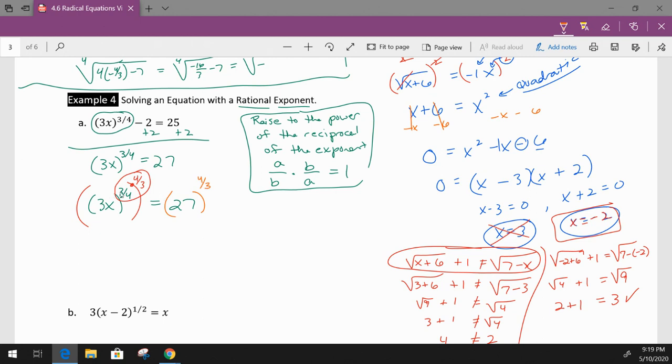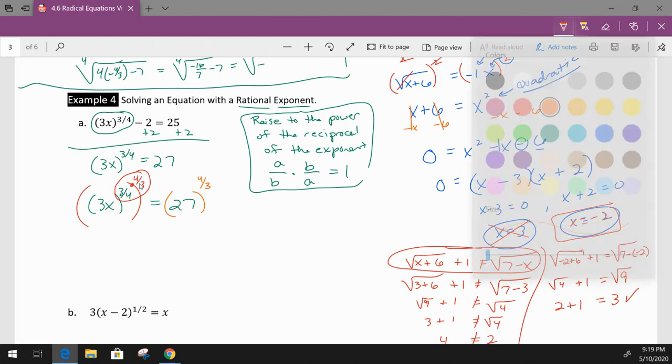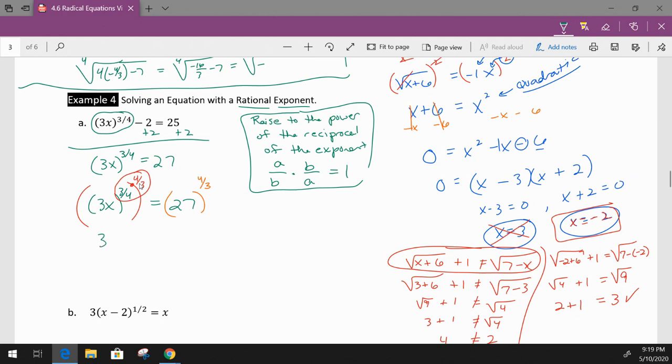So on the left side, the exponent, the power to the power, will give us an exponent of 1. So if you take 3x to the first power, that's just going to be 3x.